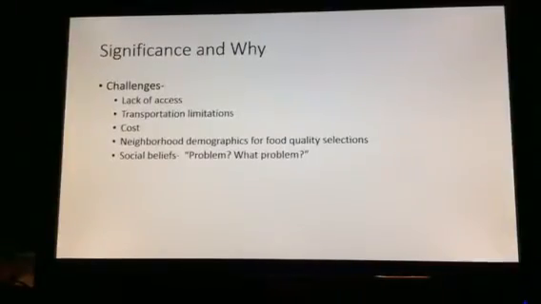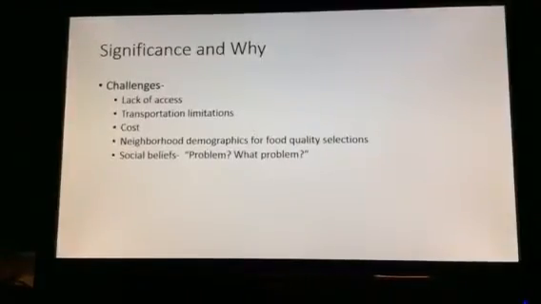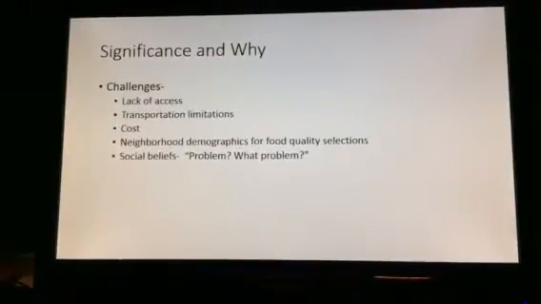In looking at neighborhood demographics for food quality selections, we'll note that demographically speaking, neighborhoods make a difference in what food selections the residents have. And that's not only grocers, but that's also fast food chains and any of those types of product lines.